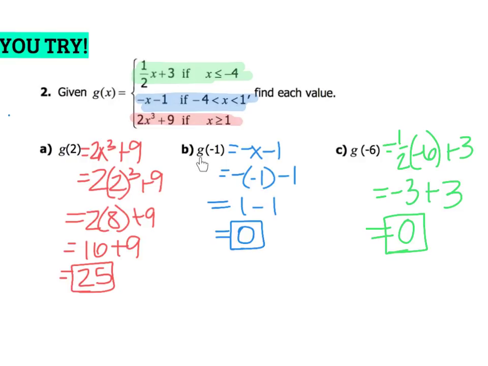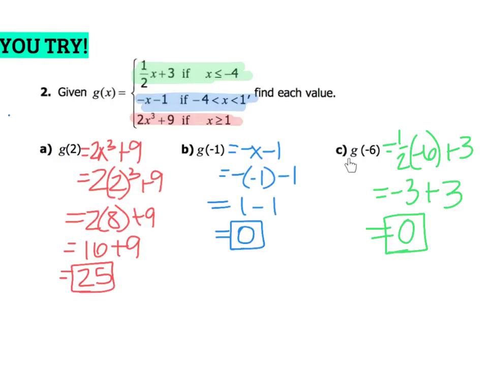B, we're saying g of -1. So which domain does -1 fall in? Well, -1 would be in this domain here. It's between -4 and 1. So we're going to be using the function -x minus 1. We plug -1 in using parentheses. Remember, anytime we're saying minus a negative number, it's the same as positive. All right, so this turns into +1 minus 1, and that gives us 0 for B.